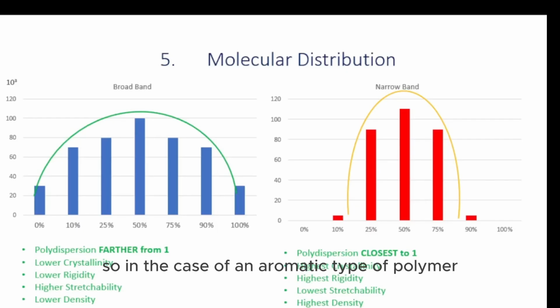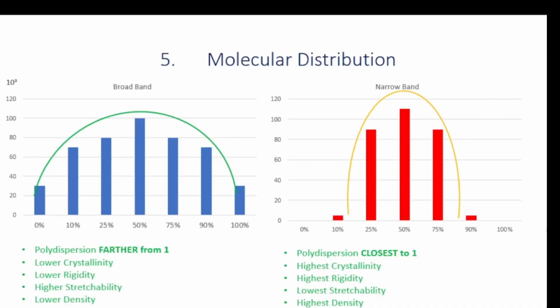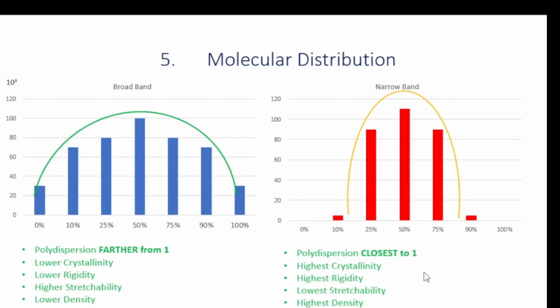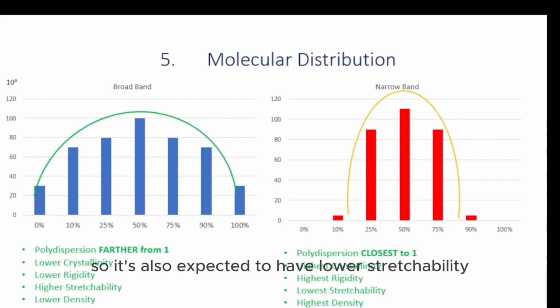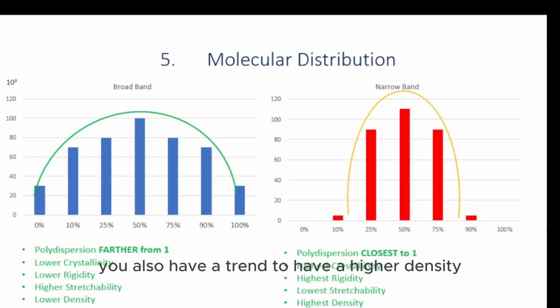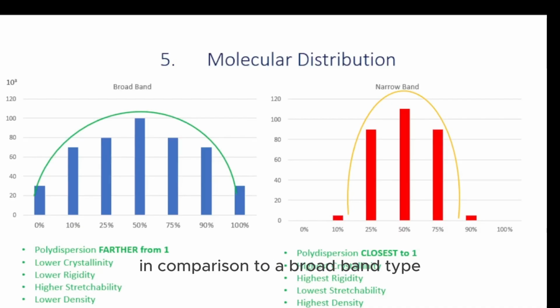So in the case of a narrowband type of polymer, the polydispersion is closest to 1, which means that the molecules of the polymer are more or less of the same size and weight. It also implies that this polymer has a trend to have a higher crystallinity, higher rigidity, which means also a higher modulus. So it's also expected to have lower stretchability. A polymer of narrowband type also has a trend to have a higher density in comparison to a broadband type.